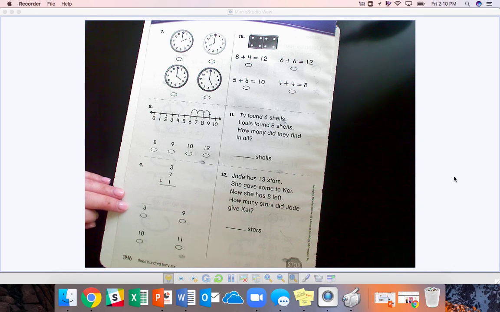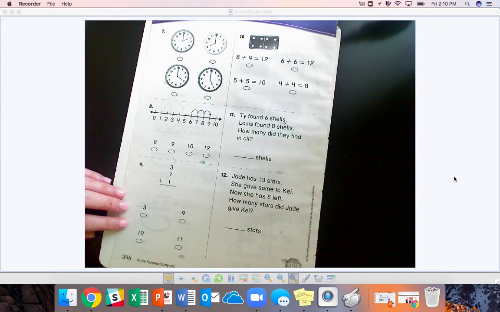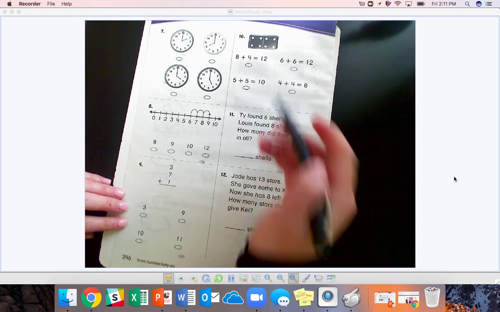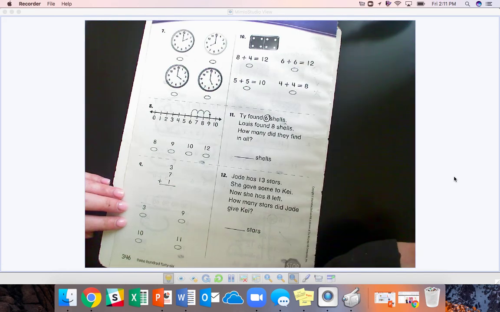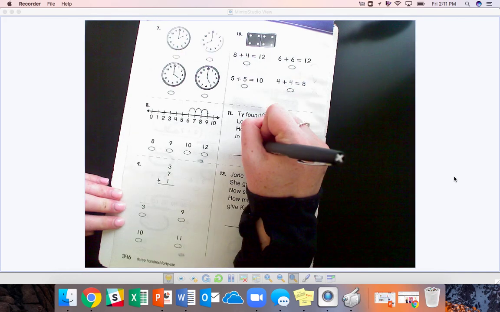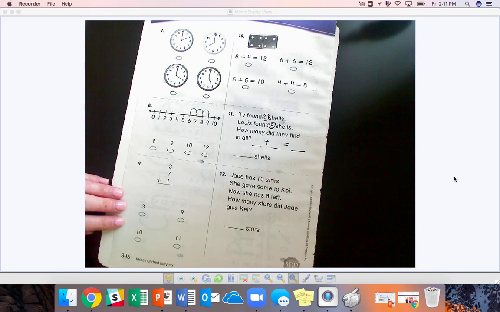Number 9. Add these 3 digits together. Find the sum. Number 10. Which number sentence matches this domino? Number 11. Ty found 6 shells. Luis found 8 shells. How many did they find in all?